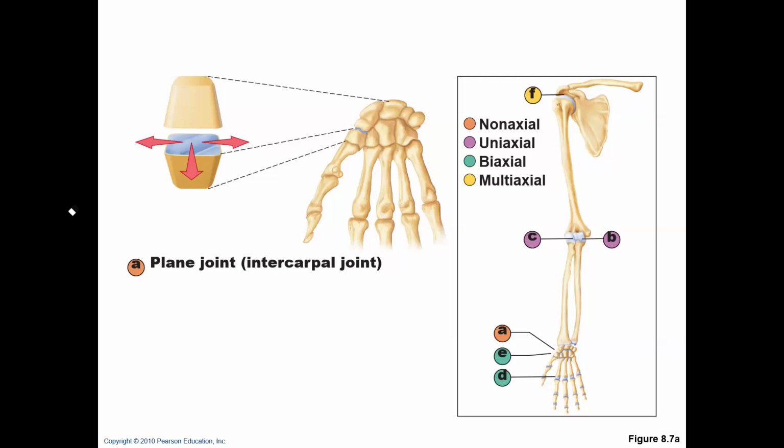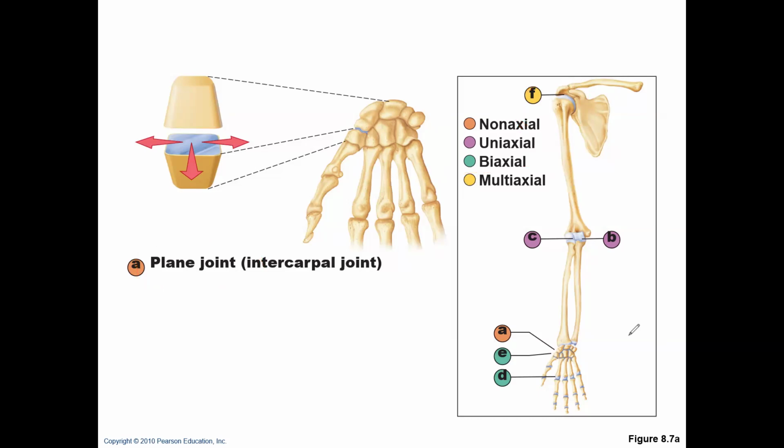Let me get this marker out here. Okay, so plane joints. Let's see here. Multi-axial movement means in many different planes. This synovial joint is called your ball and socket joint. It's the most freely movable in the shoulder. So it allows movement in many directions.